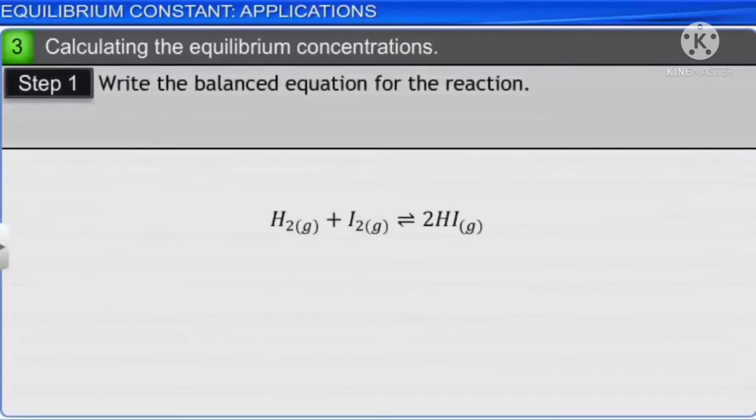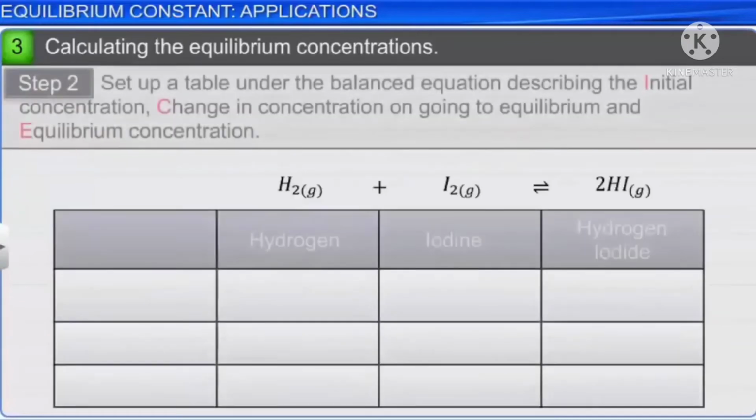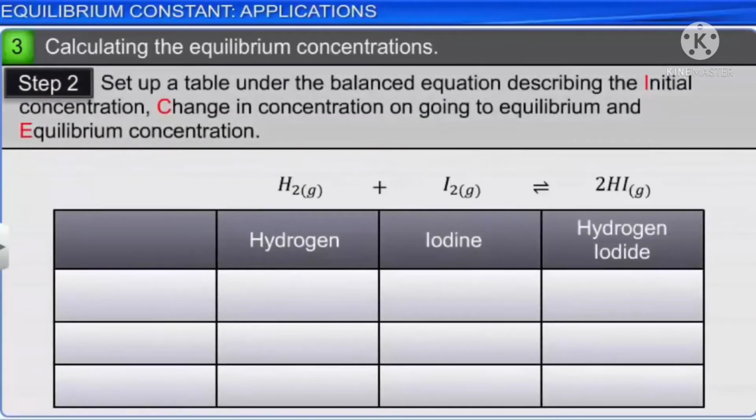The first step in calculating equilibrium concentrations involves writing a balanced equation for the reaction, like this. The second step is to set up a table describing the initial concentration, the change in concentration on going to equilibrium, and the equilibrium concentration.